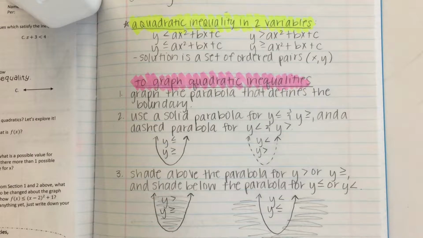Okay. Shade above the parabola for y is greater than or equal to, and shade below it for y is less than or equal to. Pretty straightforward, I like to think.